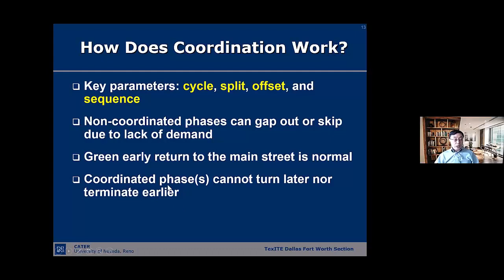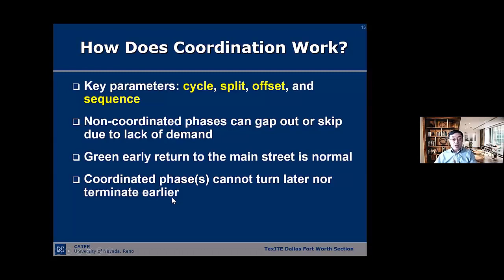How do we know if the coordination is not running correctly? This is one thing you need to know. Coordinated phases, which usually is the main street through phase, cannot terminate later. If your timing plan is designed that way, it cannot terminate later, nor can it terminate earlier than whatever you design in your timing. So the main street usually holds to the max.